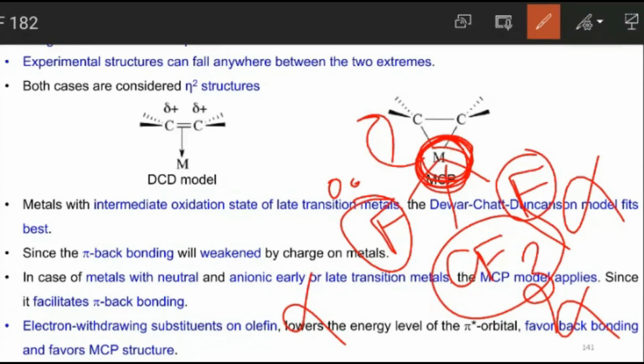And therefore, what will actually happen? The metal will become electron rich. Therefore, it will tend to send the electron density back to a suitable orbital, and the olefin will be the suitable orbital. Therefore, the pi back bonding will be more. Therefore, it will have the MCP model.